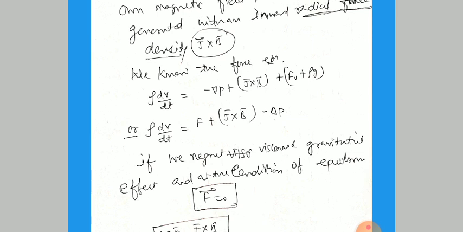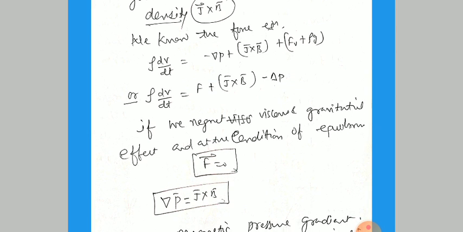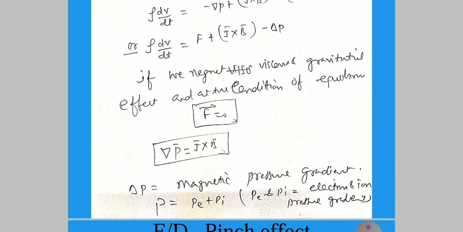So using this, we can indirectly write, if all forces are included in the force F, then rho dV by dt equal to F minus del P plus J cross B. If we neglect the viscous and gravitational forces and other mechanical force effects, and the condition is in equilibrium, meaning net force is 0, then we can write del P minus J cross B equal to 0, or del P equal to J cross B. Del P is the magnetic pressure gradient. This is the pressure gradient due to the magnetic field, and it is equal to J cross B.